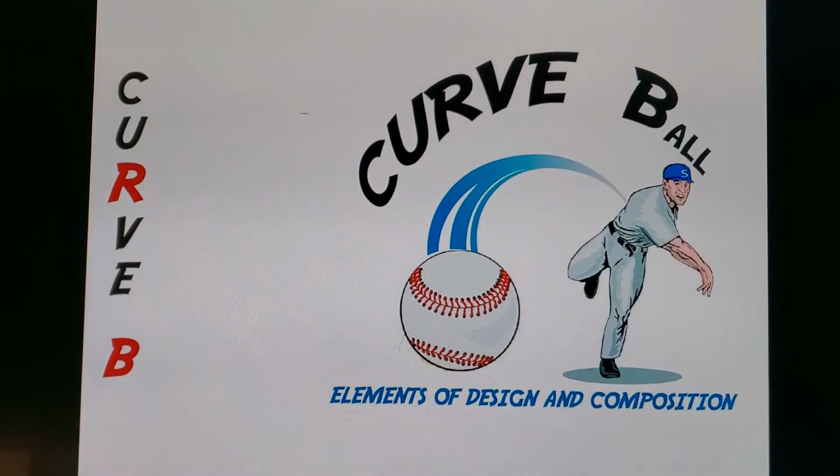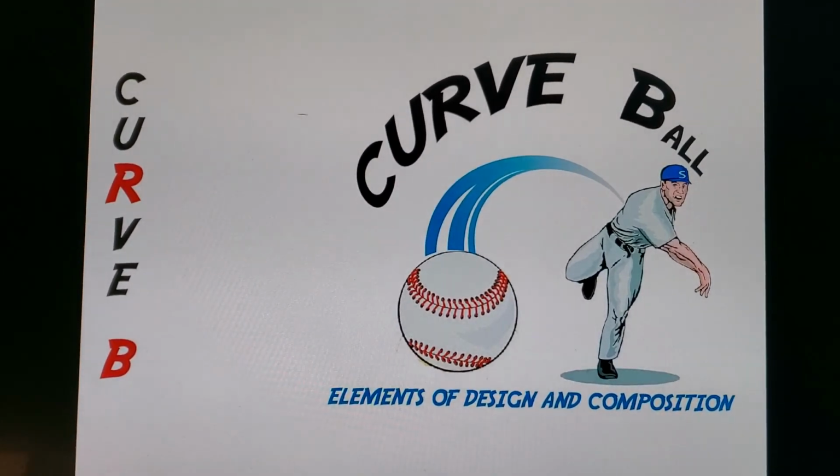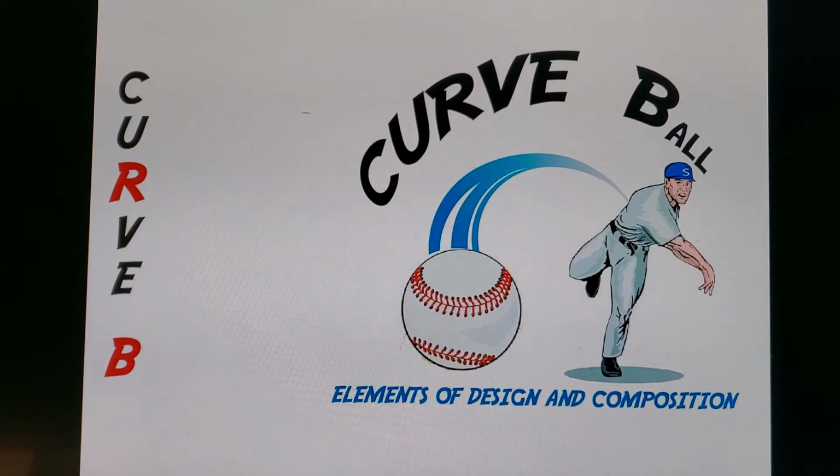So, for example, have you ever heard the one for the Great Lakes? How to remember the Great Lakes? Anybody know that one? Nobody? It's HOMES, H-O-M-E-S. H is Huron, O Ontario, M Michigan, E Erie, and S Superior. So it's a way to remember something. So curveball is just a device to help you remember the elements of design and composition, okay?